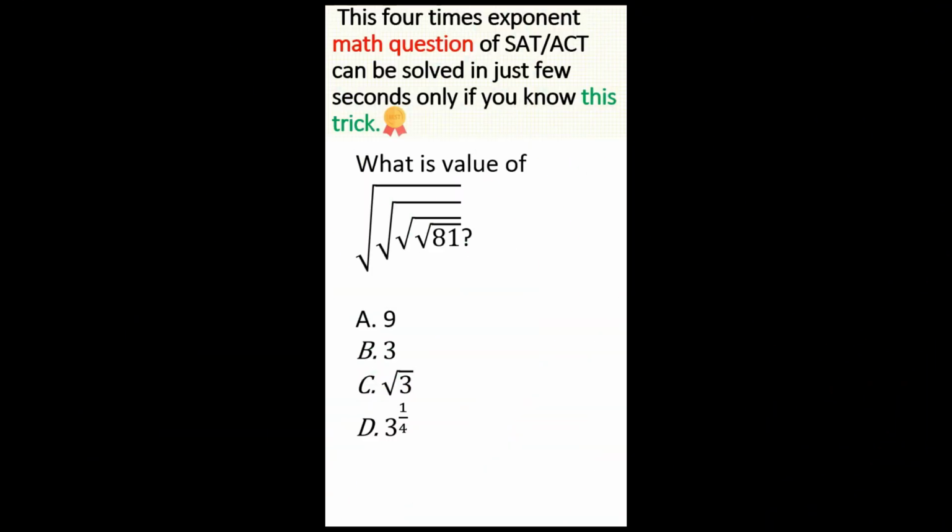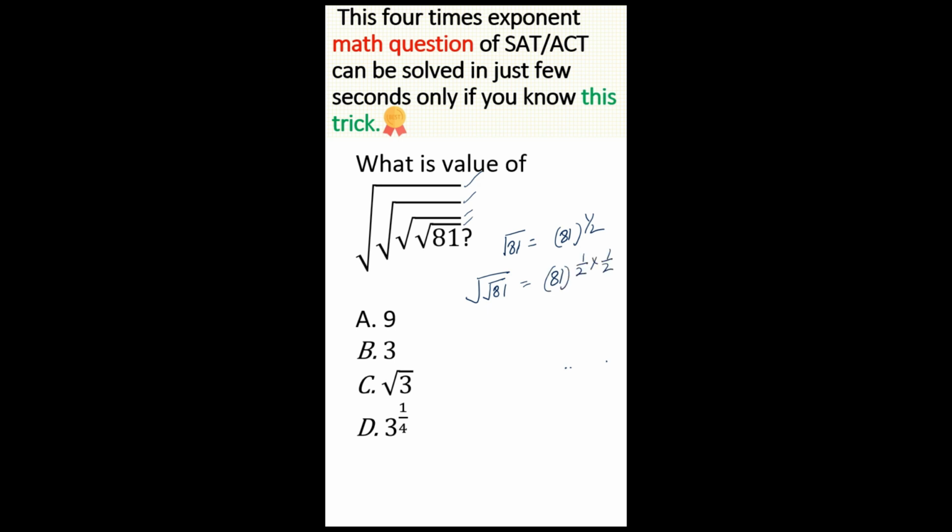Look at this problem. You will see that there are so many exponents over this 81. There are 1, 2, 3, 4 exponents. So it kind of looks dangerous, but in fact it's not. If you know that square root of 81 can be written as 81 raised to the power half, then you should also know that square root of square root of 81 is 81 raised to the power half multiplied by half.